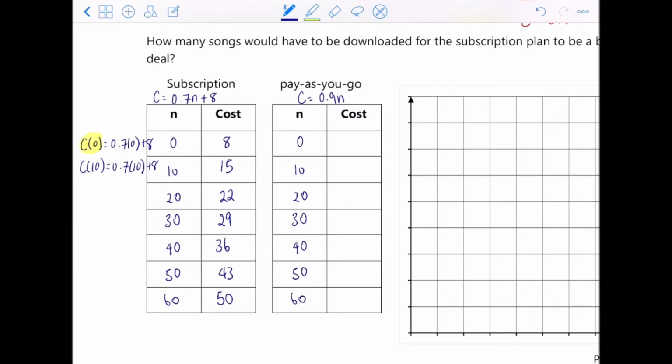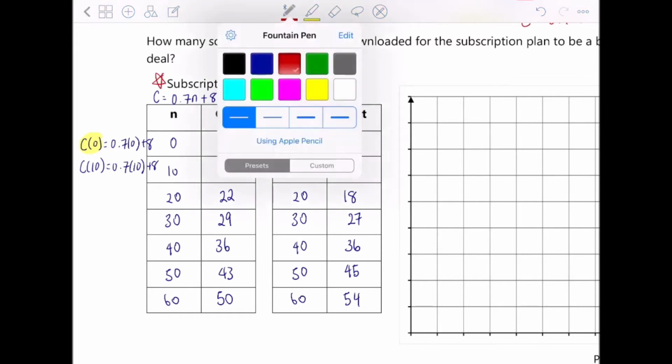And when we take a look at pay-as-you-go, when the number of songs is 0, so n is 0, then our cost is also $0. So when you plug in n equal to 10, then you get $9, and then it goes up by 9 every time. All right. Let's try graphing these, or plotting first. So I'll use red for subscription and pink for pay-as-you-go.